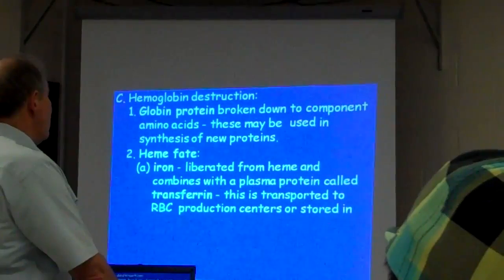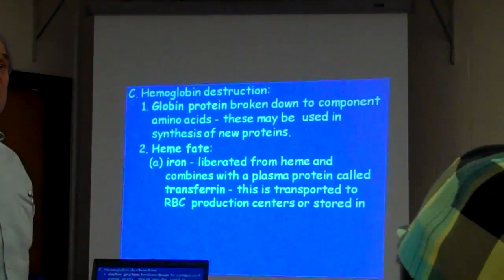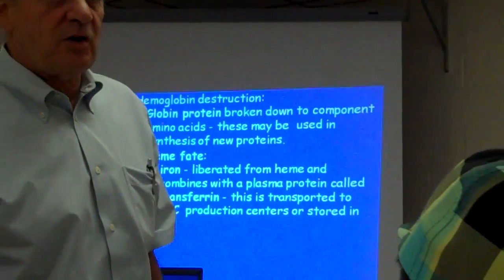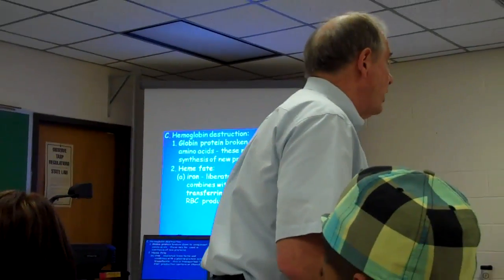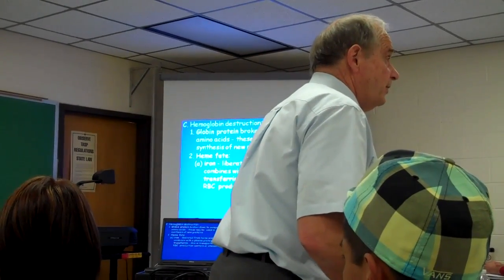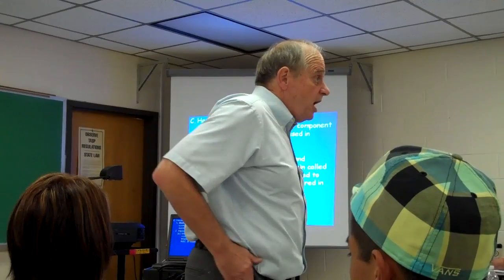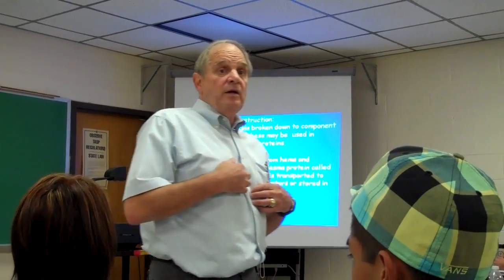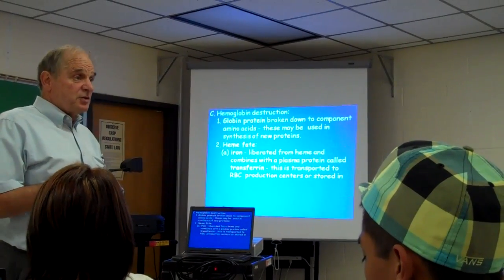Iron is liberated and combines with a plasma protein, now say transferrin. This is transferred to the RBC production centers, or where are the RBC production centers? Where's one RBC production center? Where's one? Come on, bone marrow where? Proximal end of the femur. Good deal, proximal end of the femur. The sternum, the ribs, the os coxa, the vertebra. These are red blood cell production centers. These are key production centers.